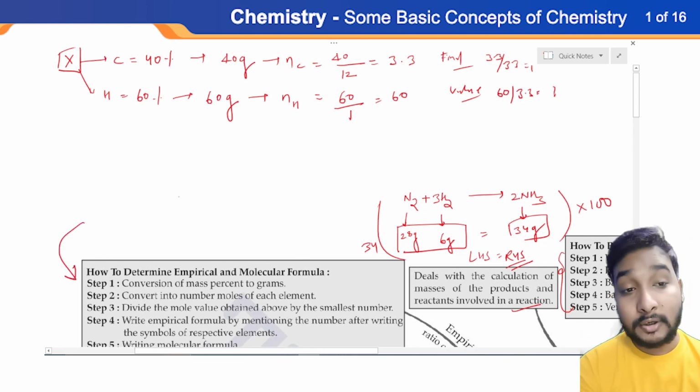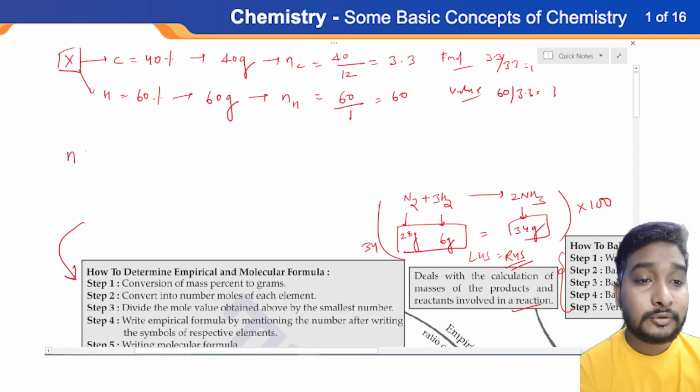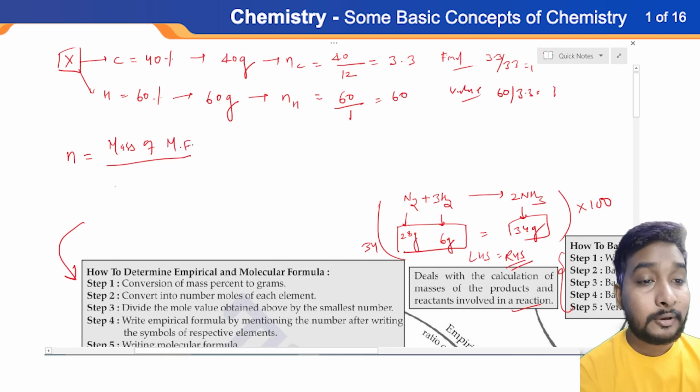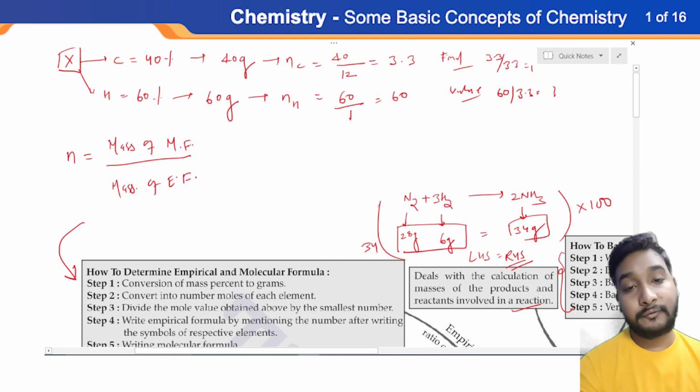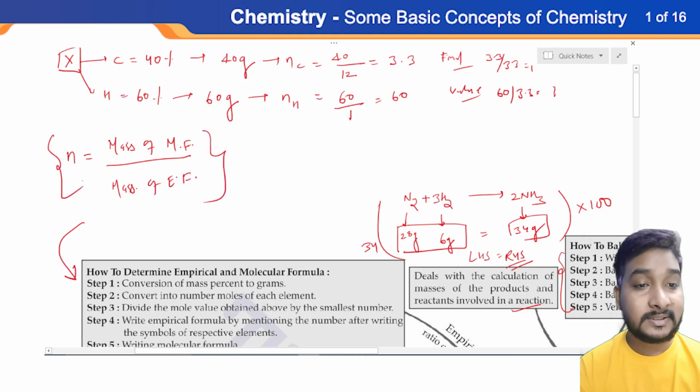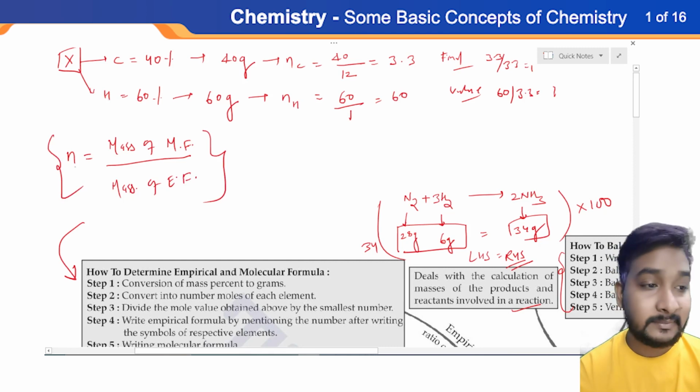Okay, and now what is the relation between molecular formula and empirical formula? So n is equal to mass of molecular formula upon mass of empirical formula. So please remember these formulas, which are very important for the JEE syllabus.